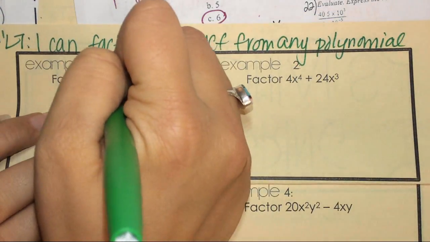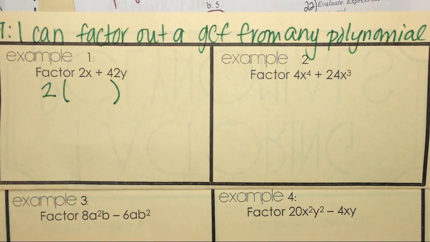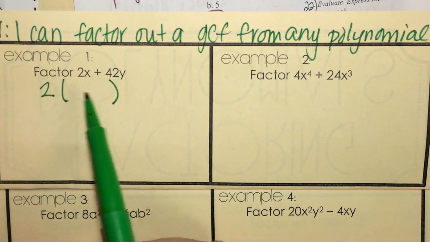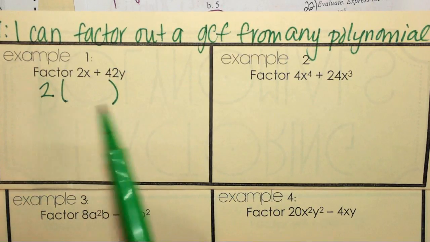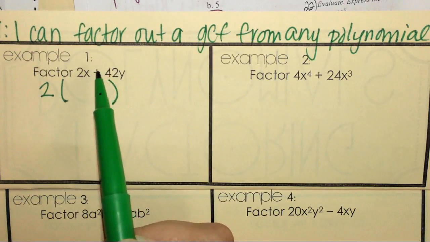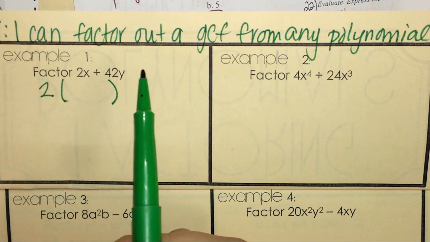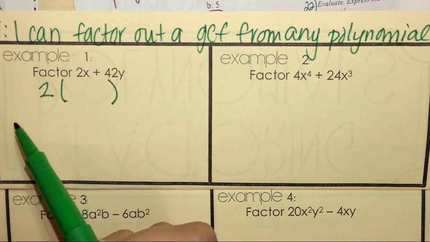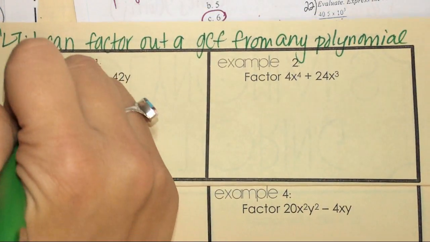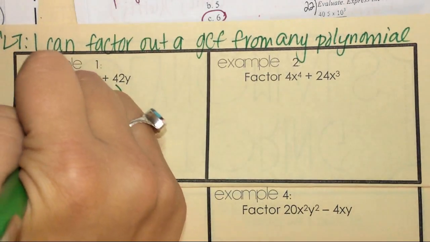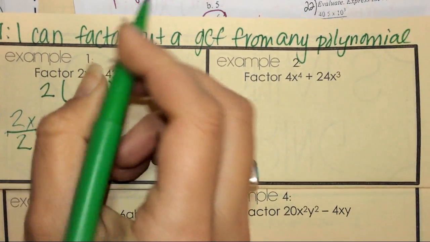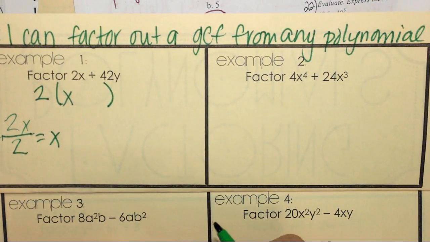And then you're going to draw parentheses. Now, if we start with 2 terms here, we need to end with 2 terms in our parentheses. So our goal is to go backwards to what we had before when we were distributing. Do you guys remember when we did a monomial times a polynomial? We're going backwards to that. So what is 2x divided by 2? If I have 2x and I divide it by 2, what's going to be left? X. Good. So you just write x.